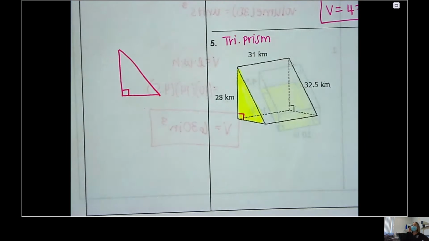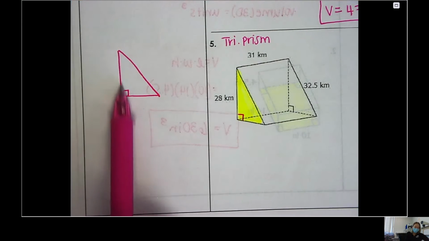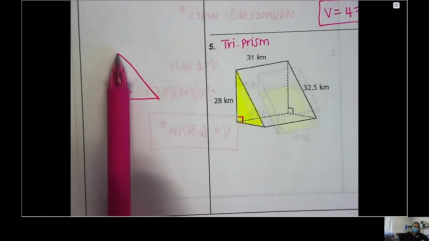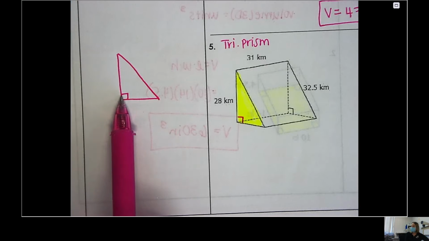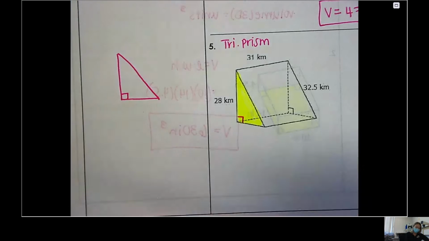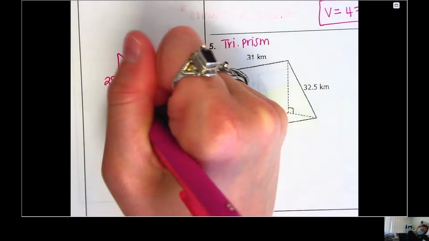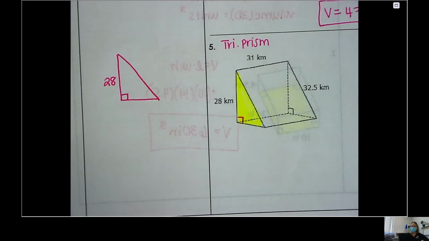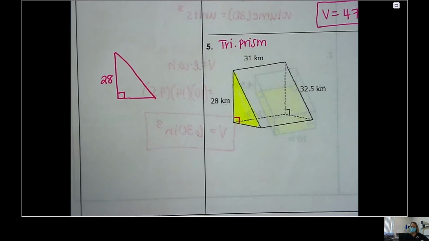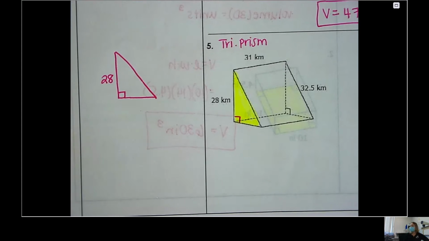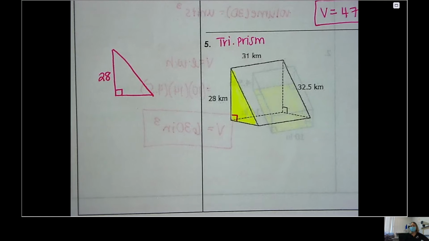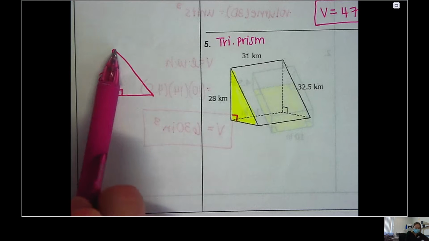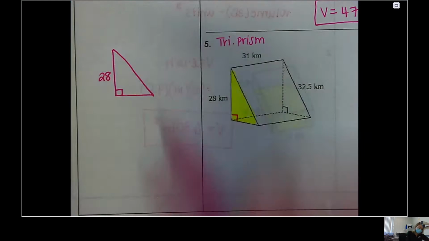Okay, so I already know the height of this triangle. What's the height of this triangle? 28. I also know what other part of the triangle. What other number do you have on that triangle? 32.5 is this slanted piece over here, right?